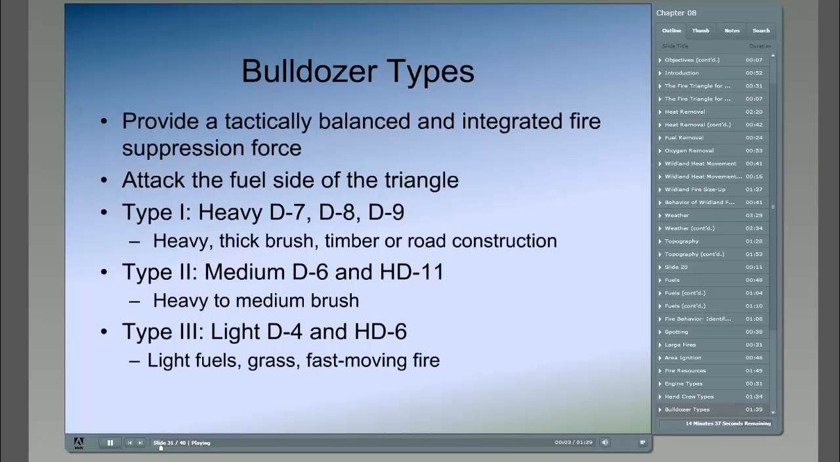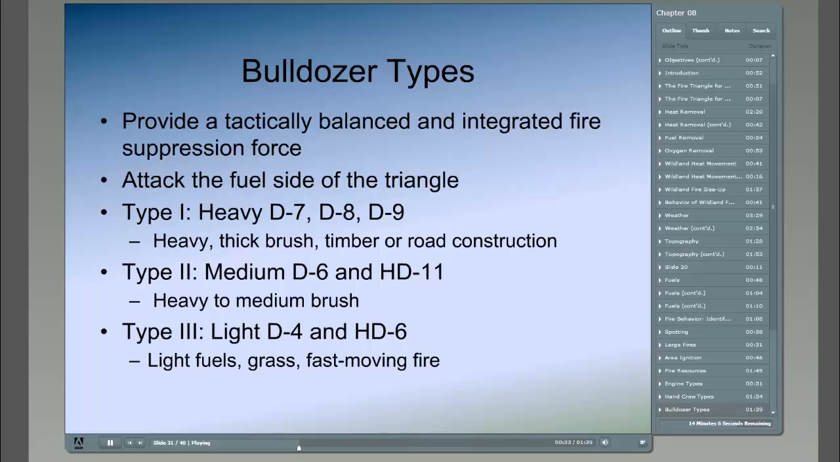The use of bulldozers in conjunction with other ground components provides for a tactically balanced and integrated fire suppression force. Bulldozers attack the fuel side of the triangle. A strike team of bulldozers is defined as containing 2 dozers, 2 operators, 2 swampers, and a strike team leader. A swamper is a worker on a bulldozer crew who pulls the winch line, helps maintain the equipment, and generally assists with suppression work on a fire.